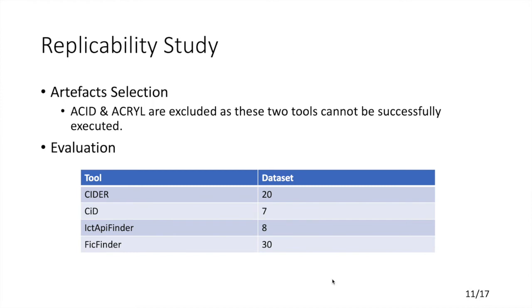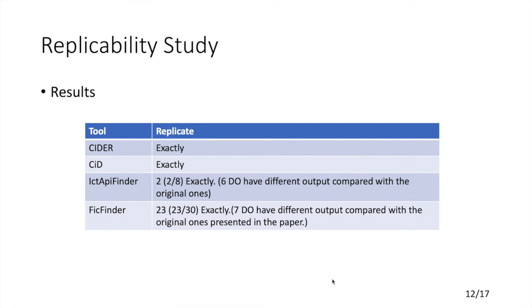With the detection artifacts, can we still replicate them? This is our second research question. Since ACID and ACRWL cannot be executed successfully, we finally selected 4 detection tools: CIDER, SEED, ICT API Finder, and FicFinder. We intend to run the tools against their original datasets. Therefore, we have eventually selected 45 apps, 20 for CIDER, 7 for SEED, 8 for ICT API Finder, and 30 for FicFinder. With the dataset, we do our replication.